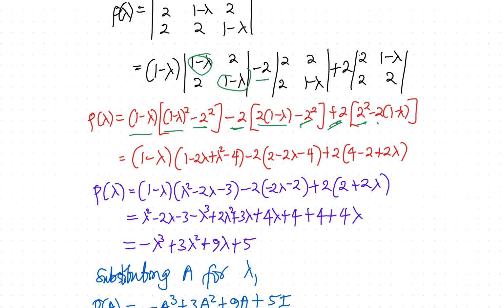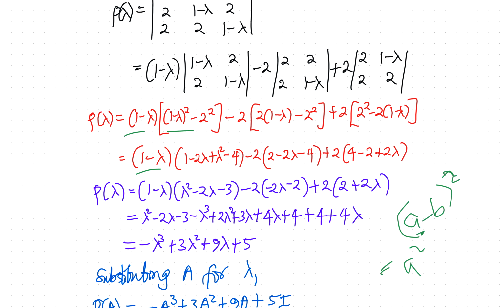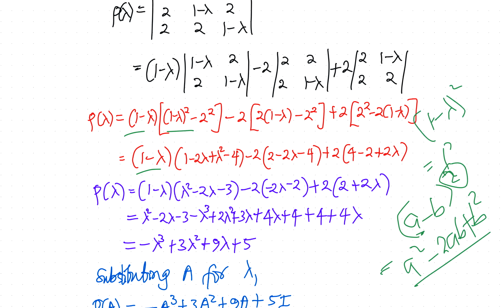So we go ahead to tidy up again. This is 1 minus lambda here, but this is 1 minus lambda squared. There's this rule that a minus b squared is equal to a squared minus 2 times a times b plus b squared. So that's a squared minus 2ab plus b squared. If you are doing the same for 1 minus lambda squared, that's 1 squared minus 2 times 1 times lambda, that's minus 2 lambda, then plus lambda squared. That's why you have 1 minus 2 lambda plus lambda squared.